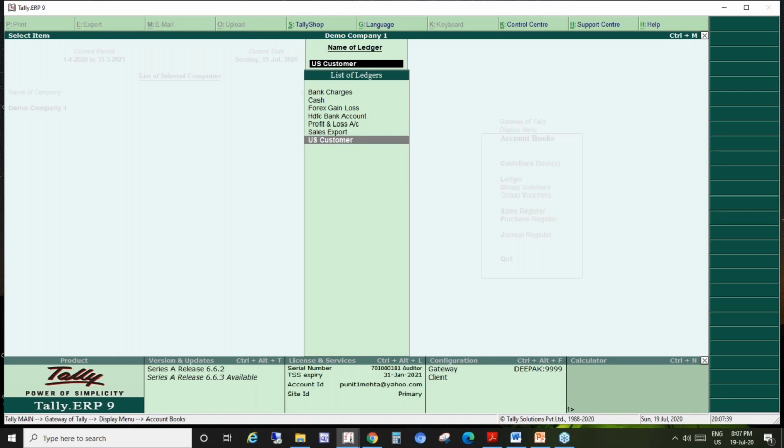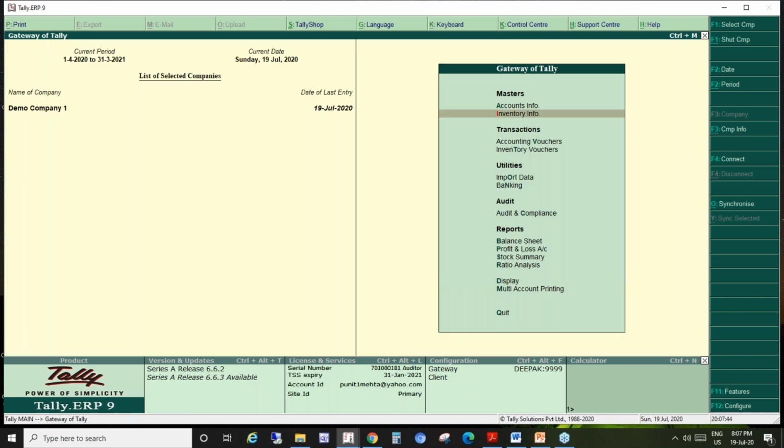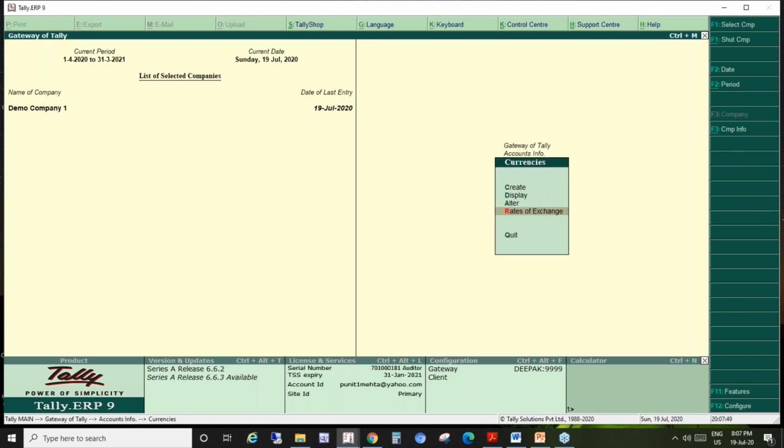Now, let me go and check my currency once again. Accounts info, currency, rates of exchange or alteration, either of the two options.